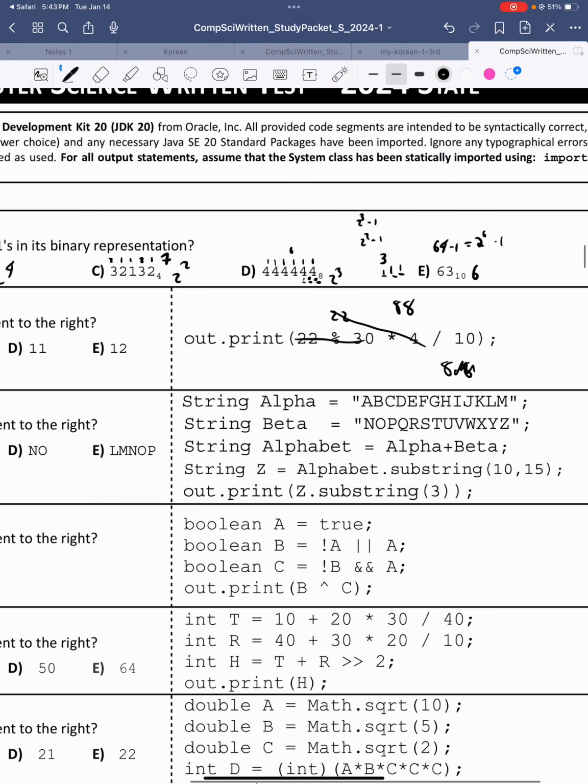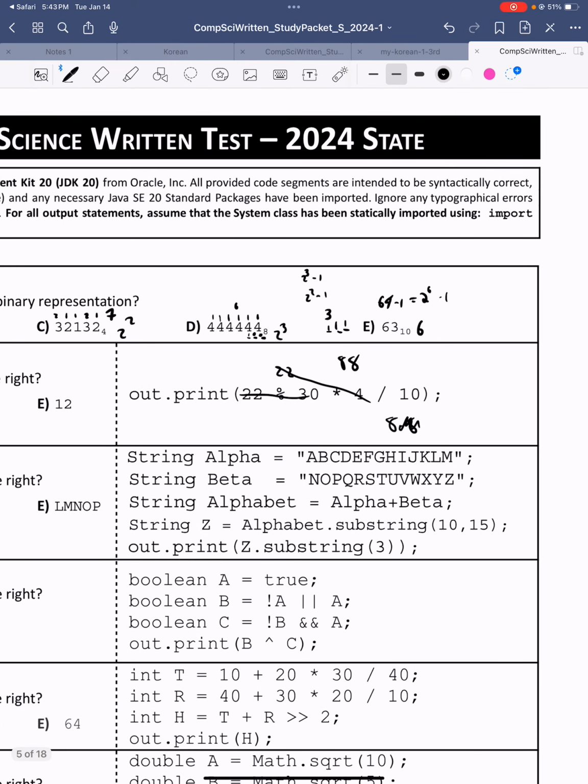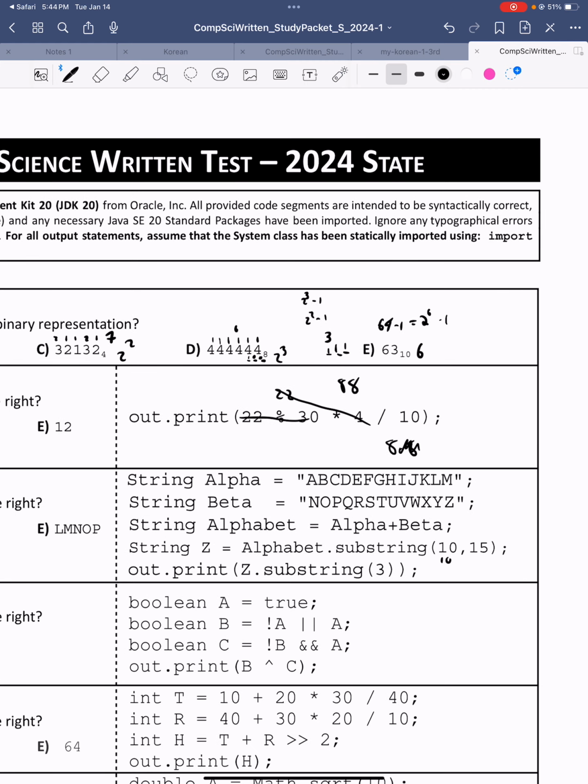Okay, we have two strings and then we're going to add them. So when you add them, you concatenate them, which means this is going to go right over here, right? We want the substring from 10 to 15. So alpha's first, so we just count. We're going to start at 10 and we're going to end at 15, but we're not going to include it. So actually we're going to stop at 14. So let's find out what that is.